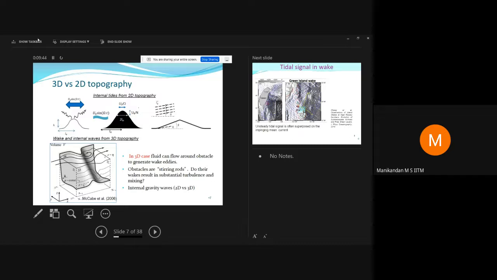So that is a big qualitative difference. The other qualitative difference is that because fluid can now go around rather than going up, the internal gravity waves that are emitted become less important. For internal gravity waves, you must have some vertical component of motion, because the restoring force is vertical. So there are two things that happen.